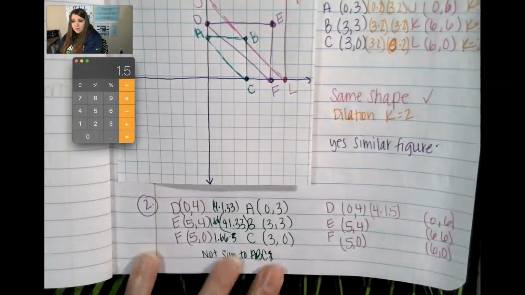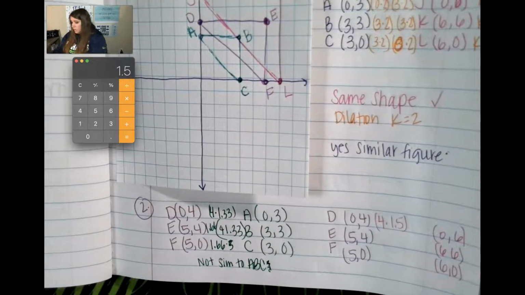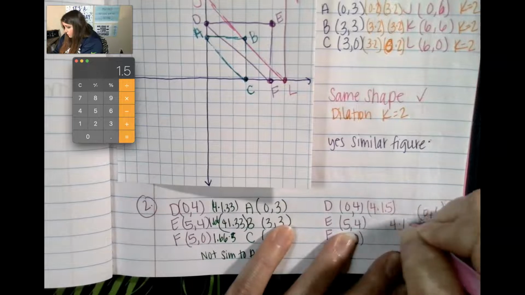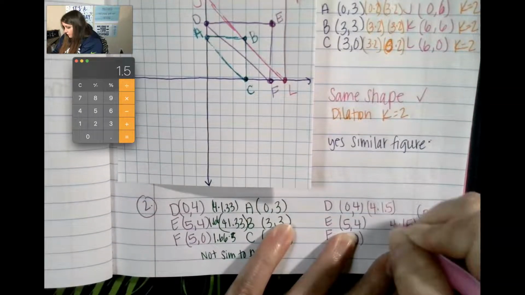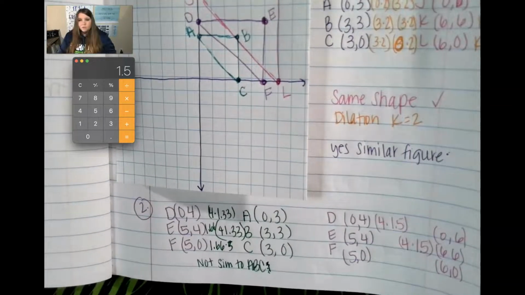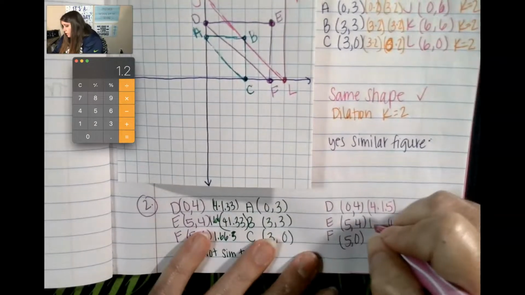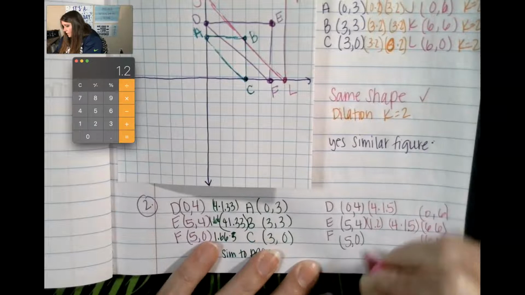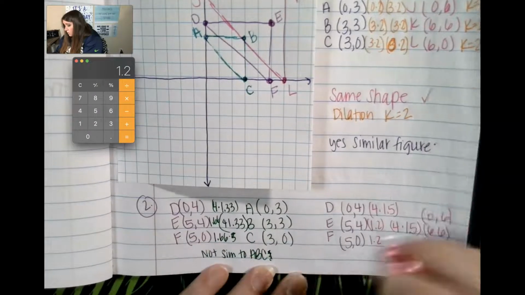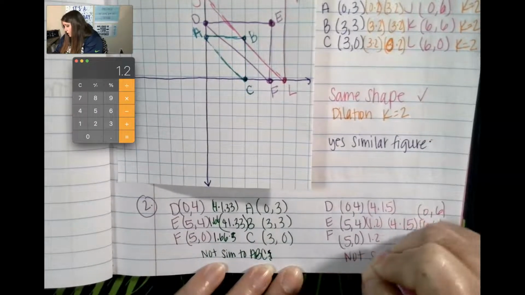This one will give us a good indicator. Well, we know that 4 times 1.5 is going to give us that 6. But what about the 5? 6 divided by 5 gives us 1.2. So that is not, and then down here we have 1.2. So this one is not similar.